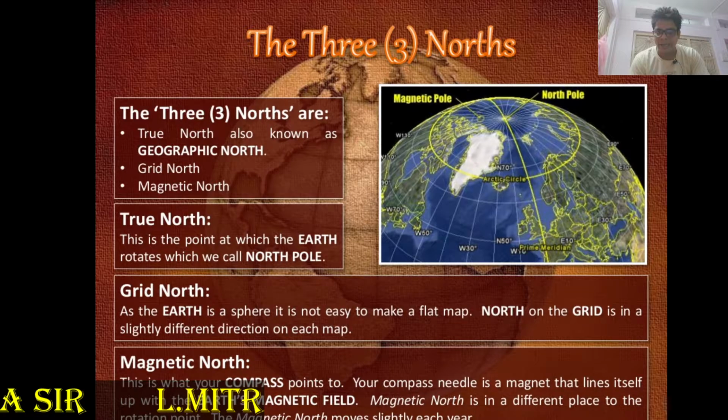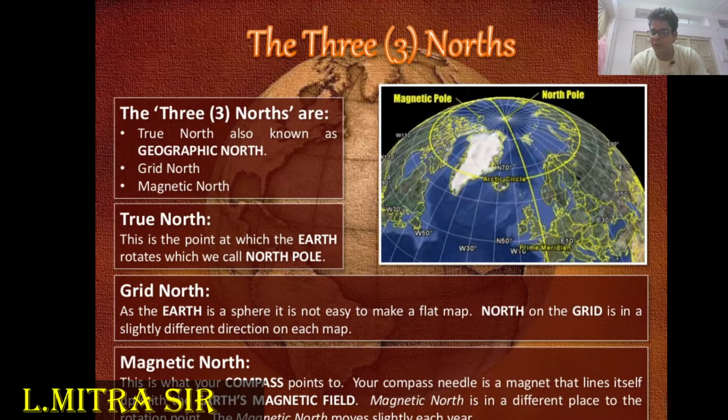As the Earth is a sphere, it is not easy to make a flat map. So what happened? The north on the grid is slightly different in direction on each map. So there is some difference between the true north and the grid north.